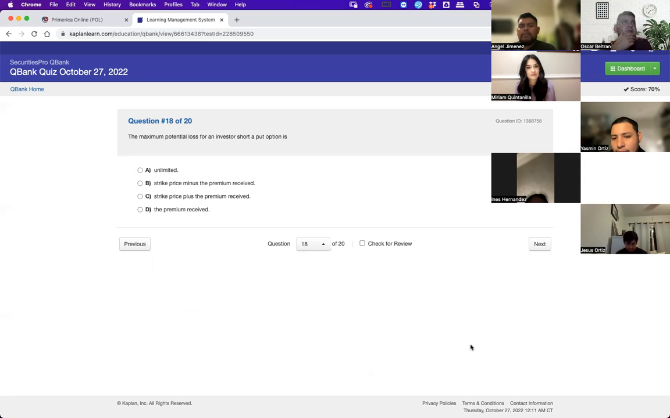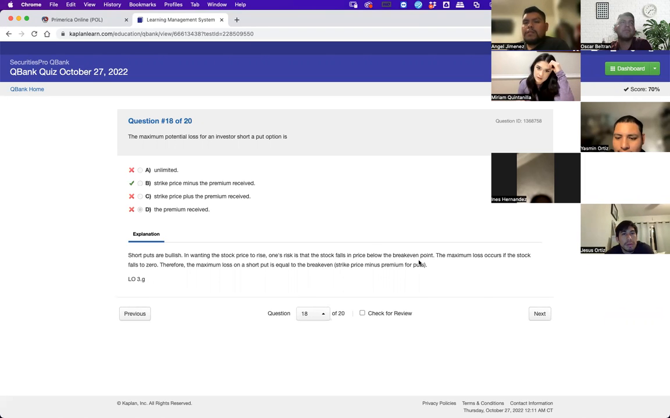All right, the maximum potential loss for an investor short a put option is... What do you think it is? Just guess, just guess. We're already above 70%. C? D? Oh, C. It's B. Right. Read the description. You guys got it? Yes.